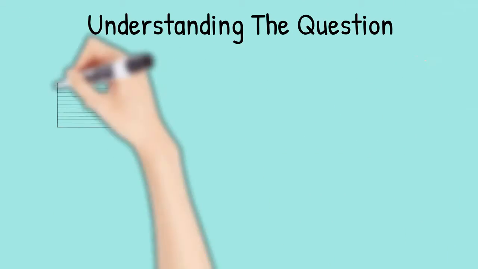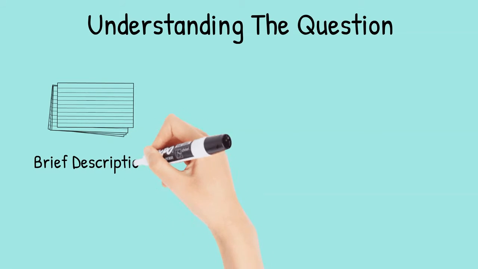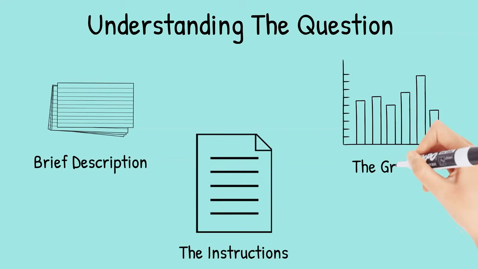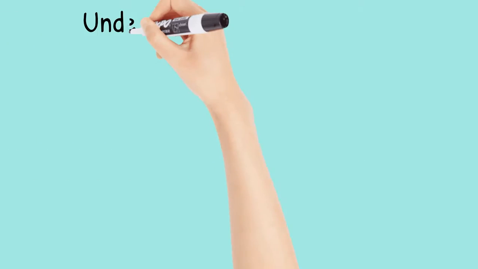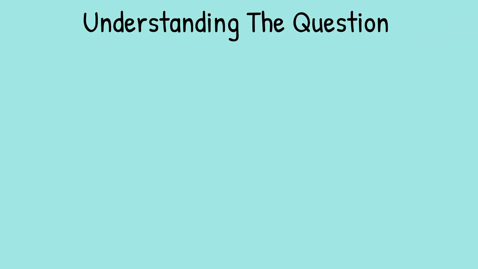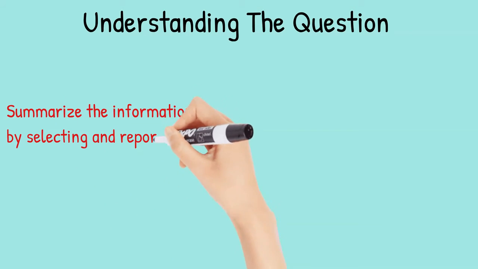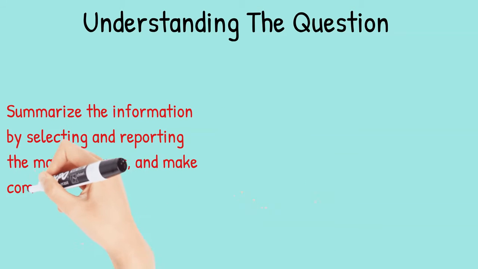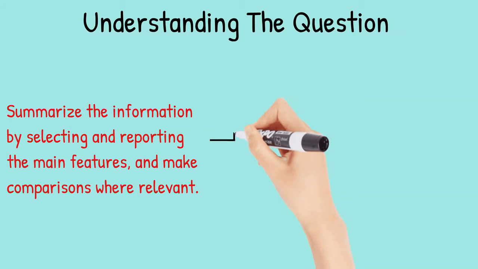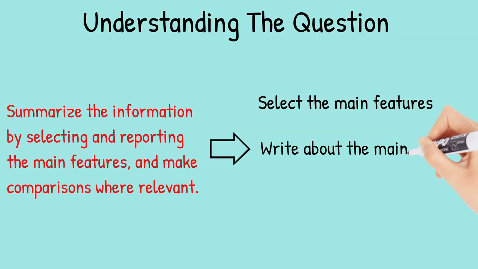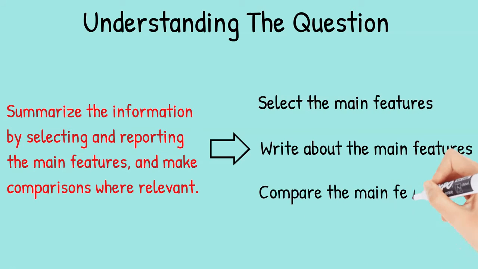Every question consists of a brief description of the graphic, the instruction, and the graphic itself, which could be a chart, graph, or table. So let's analyze what you have to do. For this, we need to look at the instruction sentence again. Summarize the information by selecting and reporting the main features and make comparisons where relevant. You have to do 3 things. Select the main features, write about the main features, and compare the main features. This is the same for every question and every type of graphic.